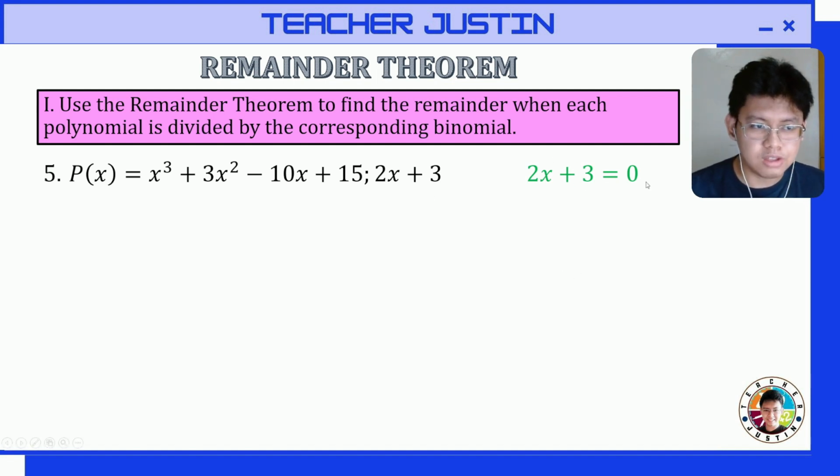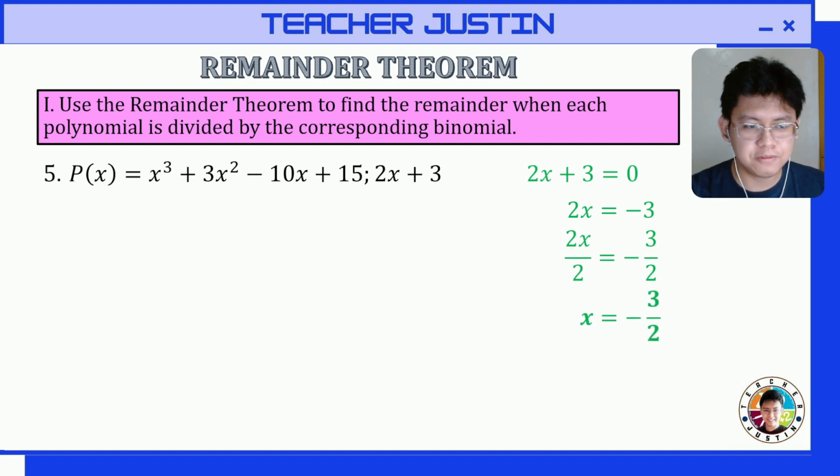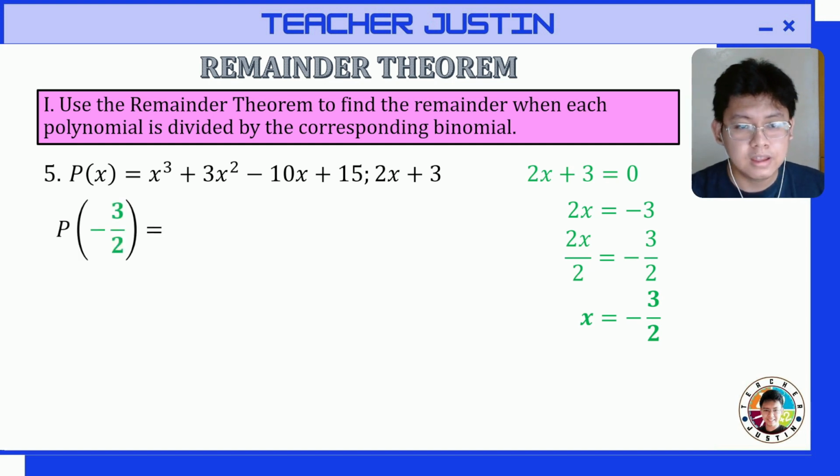So, lipat si 3 to the other side. So, we will have 2x equals negative 3. Then, let's divide both sides by 2 to isolate the variable x. So, x is equal to negative 3 over 2. Now that we have the value of x, yan yung gagamitin natin to find the value of our remainder. So, ang gagawin natin is we will use the value of x, negative 3 over 2, and replace all variable x by negative 3 over 2.